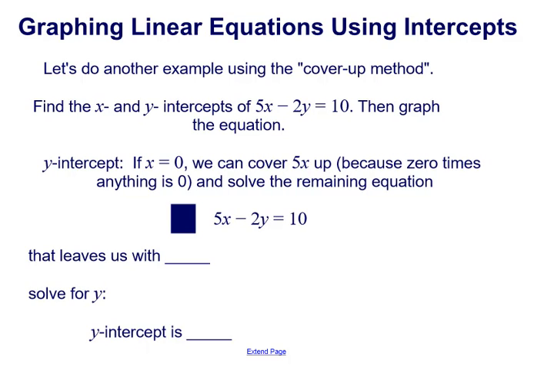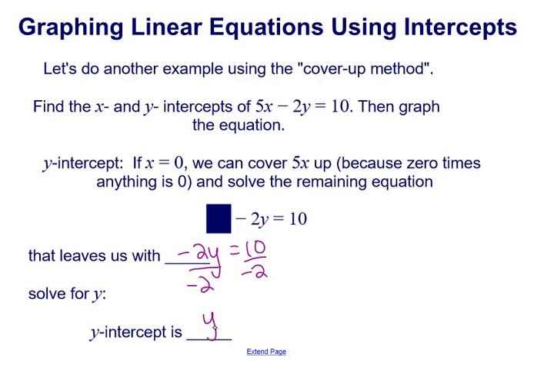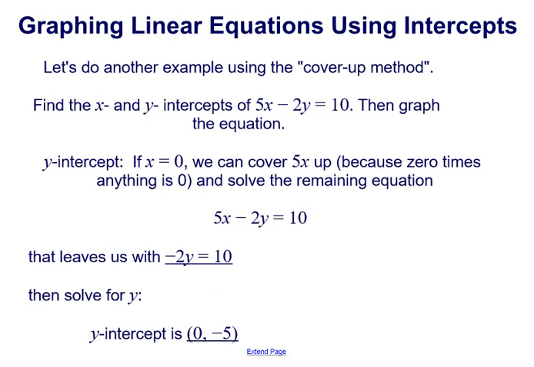We can then solve for the y-intercept by doing the same process, but thinking that now x equals 0. So if x equals 0, we can cover 5x up because 0 times anything is 0. And then we can solve the remaining equation. I'm covering up now the x part of the equation, and that's leaving me with negative 2y equals 10. To solve for y, we can divide both sides by negative 2 and get that y equals negative 5. So the y-intercept of that equation is 0, negative 5.